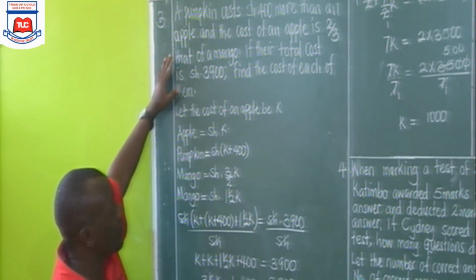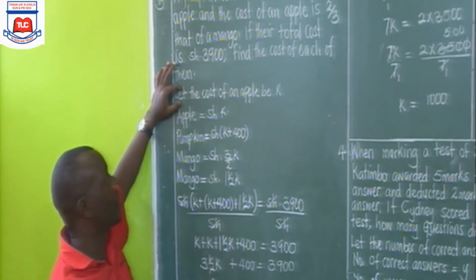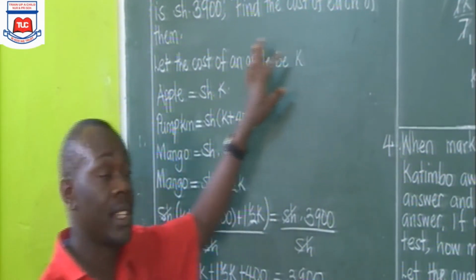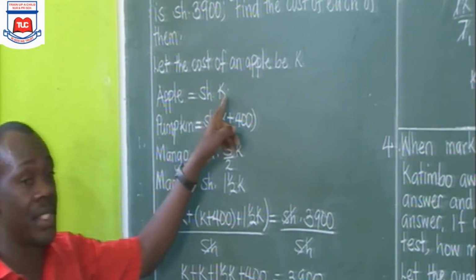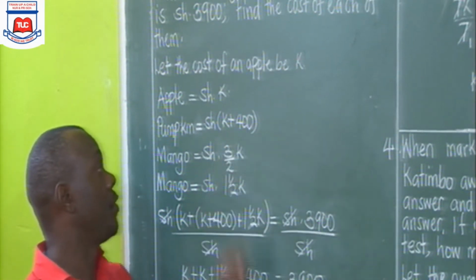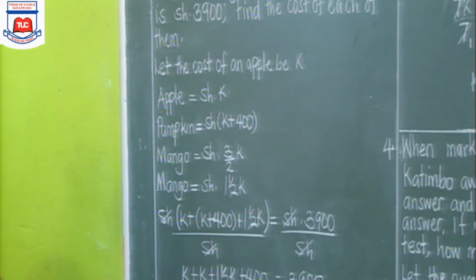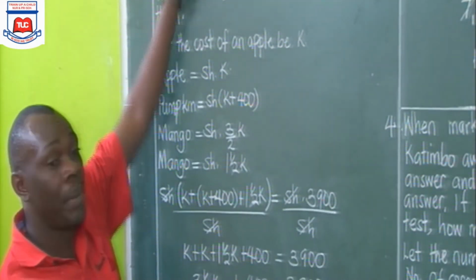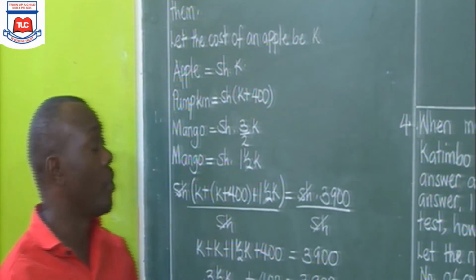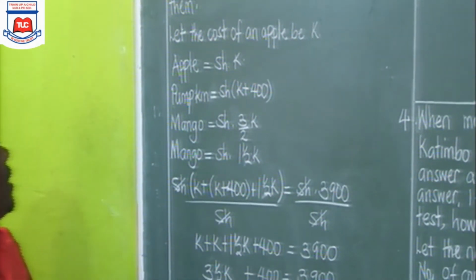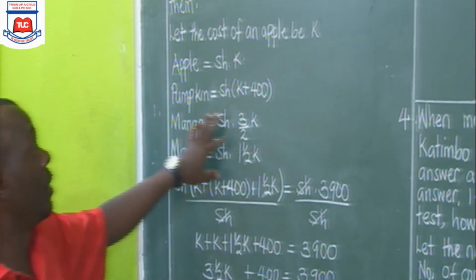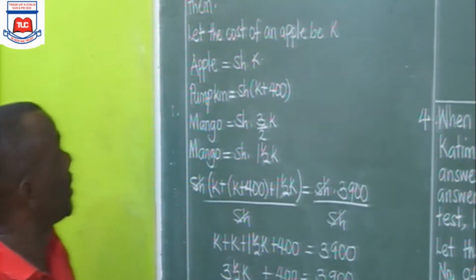That's why we propose the apple's cost by saying, let the cost of an apple be K, such that when an apple costs K shillings, a pumpkin costs K plus 400 shillings. Why do you add? Because a pumpkin is more expensive compared to an apple by 400 shillings. So if an apple costs K shillings, then a pumpkin costs K plus 400 shillings.